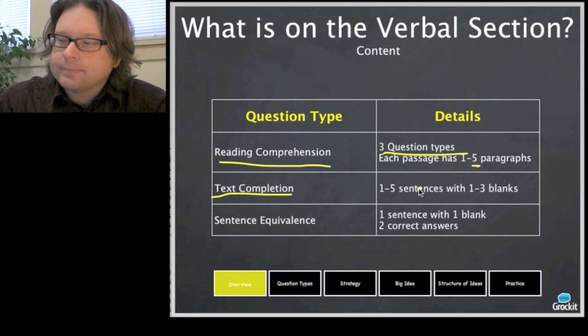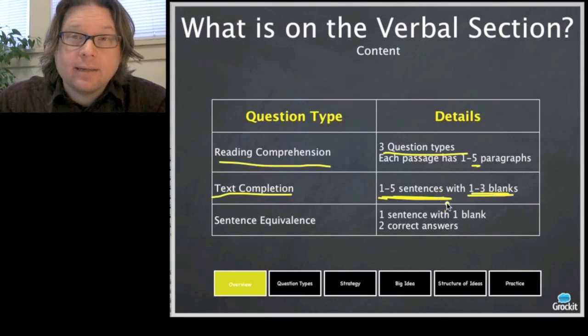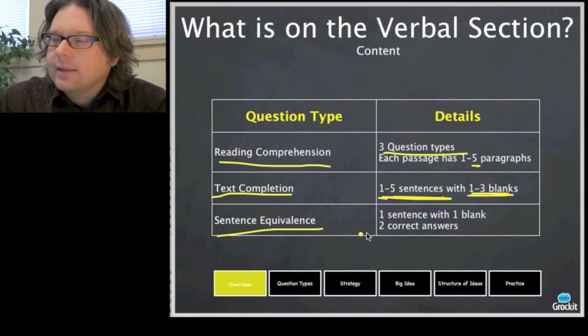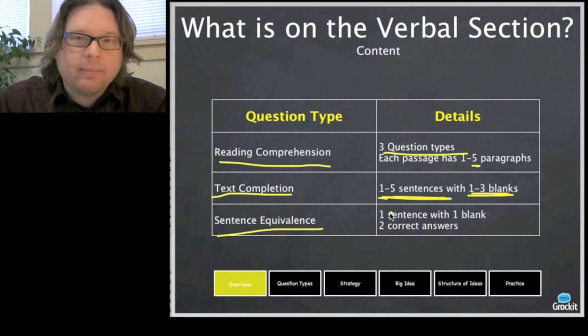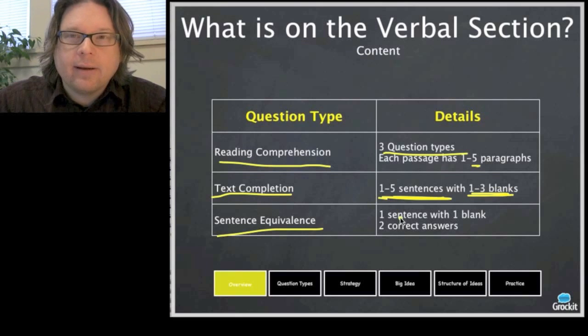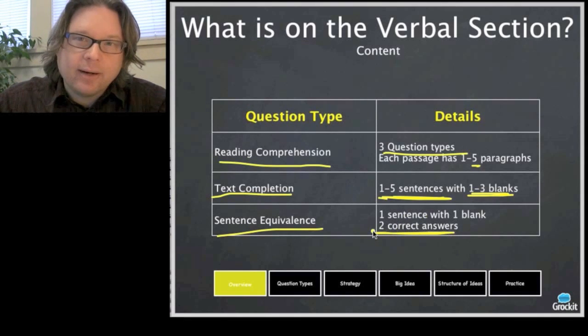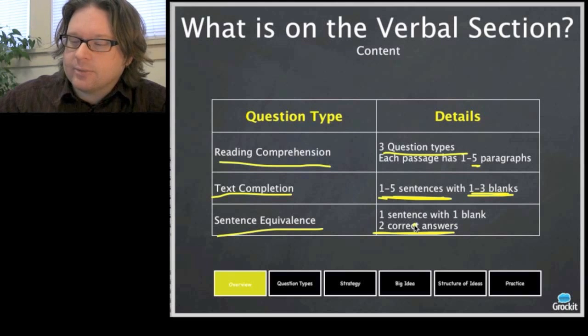Text completions, you'll have between 1 and 5 sentences with 1 to 3 blanks in those sentences, and you have to fill in what goes in there. And then sentence equivalence, it'll be 1 sentence with 1 blank, and then you have to choose 2 answers that are each equivalent. Not only does each answer fit in the question in question, but they also match each other. So that's one of the new ways that vocabulary has made its way into the GRE, or that vocabulary has stayed in the GRE, is through sentence equivalence.